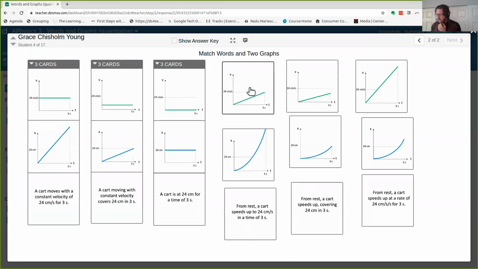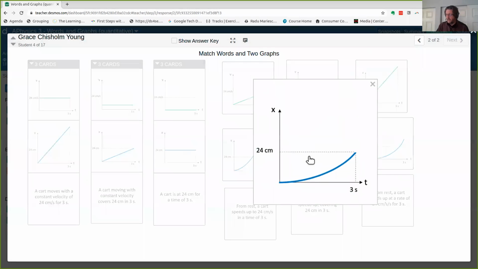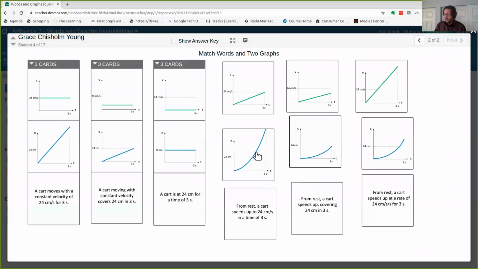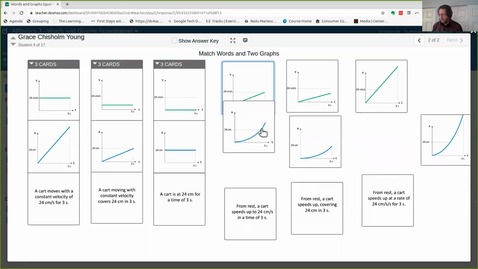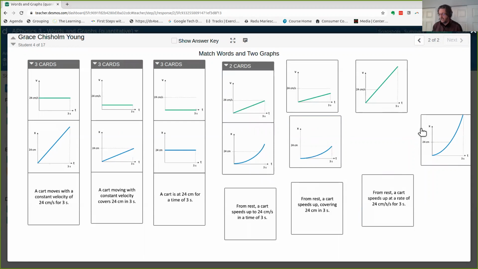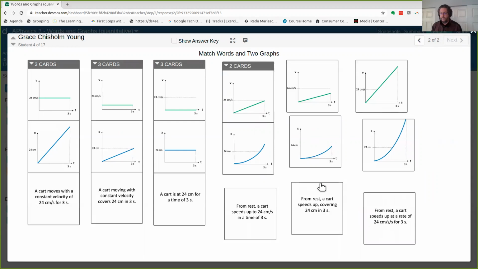So it seems like it could be either one of those two at the moment. It's definitely not this one because that one only covers 24 centimeters. So it's one of these two because that travels more than. But this one looks like it's a lot more than 24 centimeters, and this one looks like it's around 24 centimeters. So I'm going to tentatively go with that one. And then we'll see if one of the other ones is problematic and possibly change that.